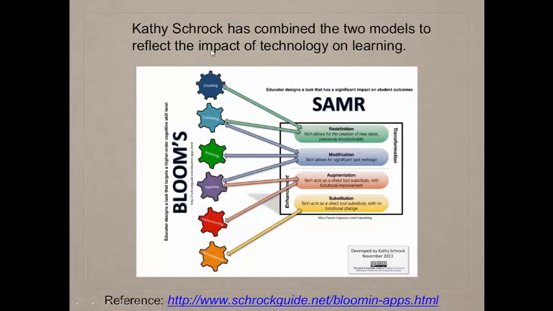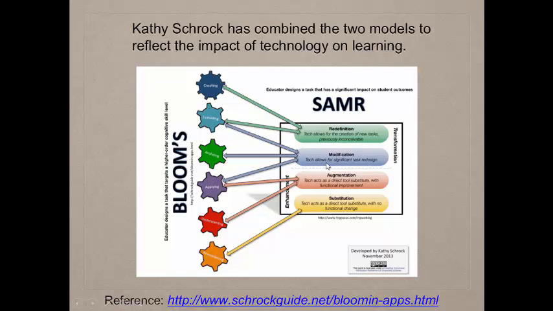Now, what she did, however, in this case, is that she combined the two models that reflects the impact of technology on learning. So if we have a look down here, we can see that remembering is really about substitution. So technology acts as a direct tool substitution with no functional change. Then we have understanding and applying, which relates to augmentation. So the technology acts as a direct tool substitute with functional improvement. Some of these overlap a little bit, so applying also refers to modification along with analysis and evaluating.